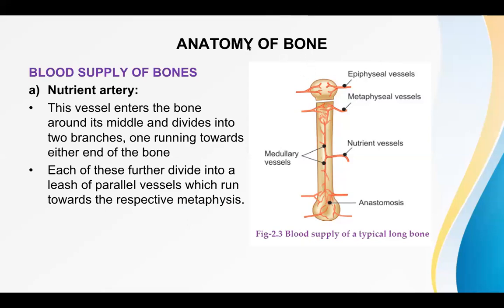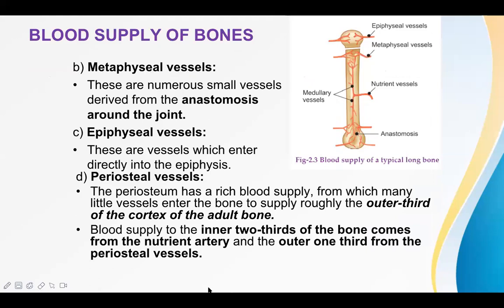Okay, so let's move further. Now, let's talk about these branches. Metaphyseal vessels. You can see right here, these are called metaphyseal vessels and they form anastomosis around the joint especially. This is the area where the joint is formed because this is the end of the bone, right? So they form anastomosis around the joint and they supply the joint as well. These are metaphyseal blood vessels.